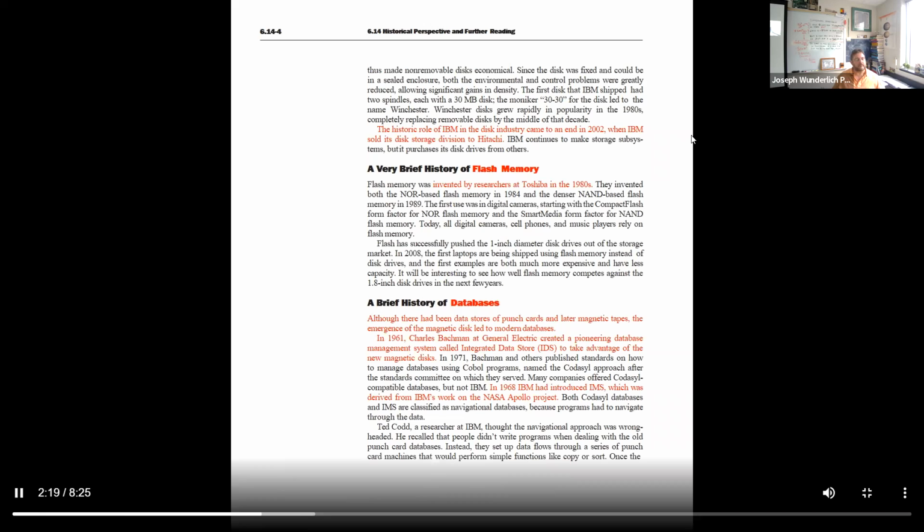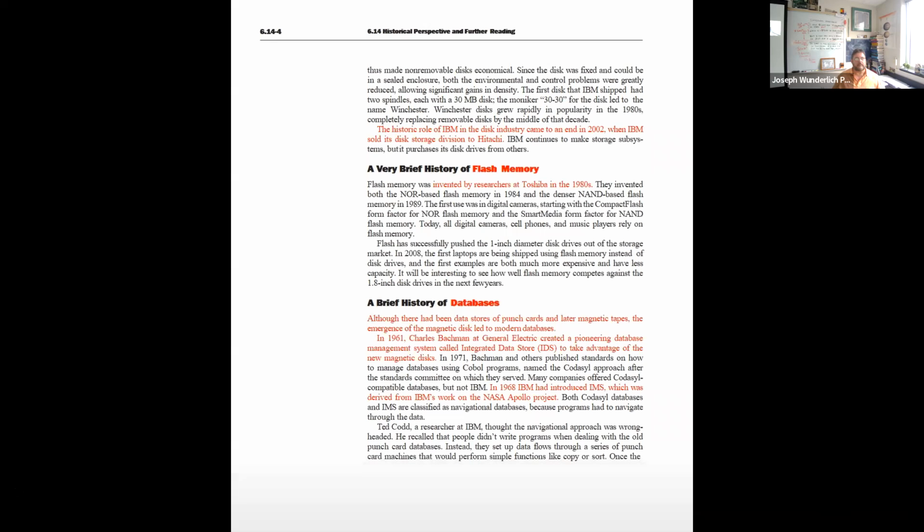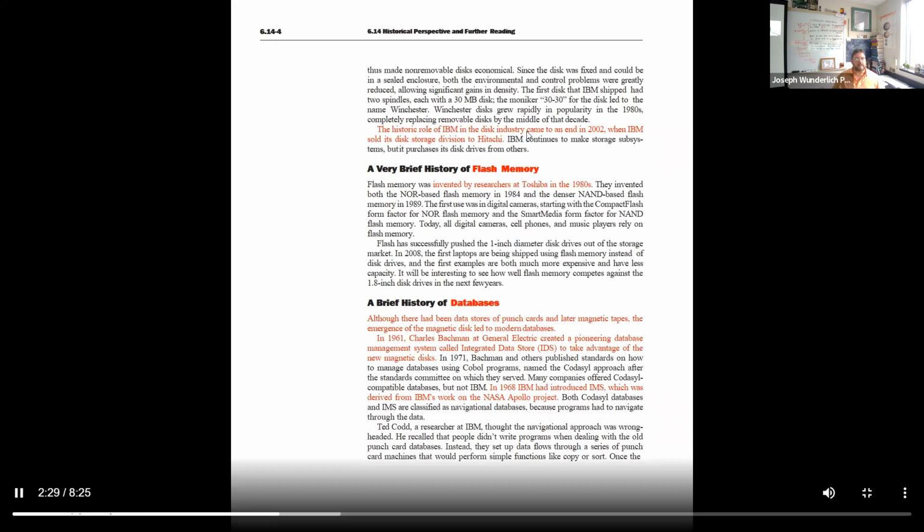The historic role of IBM in disk drives tapered off, and it came to a complete end in 2002 when IBM sold its disk storage division to Hitachi. So IBM, when I worked there in the 90s, prided itself on making pretty much everything.